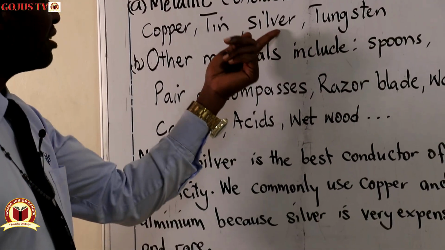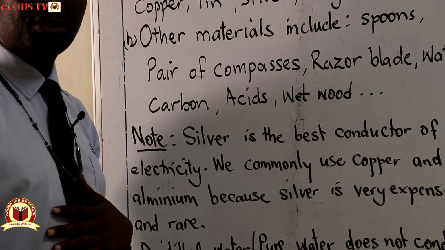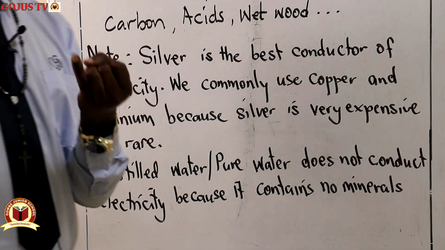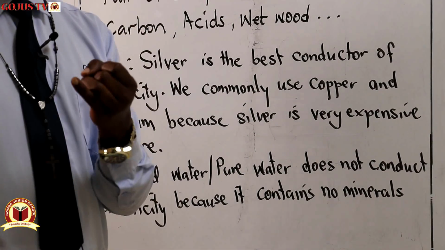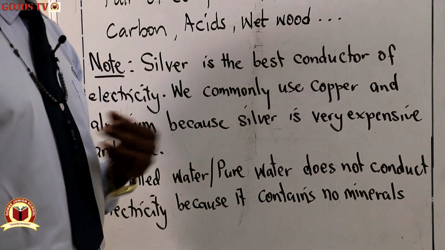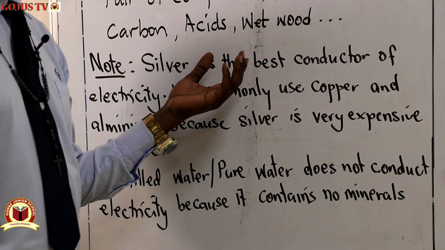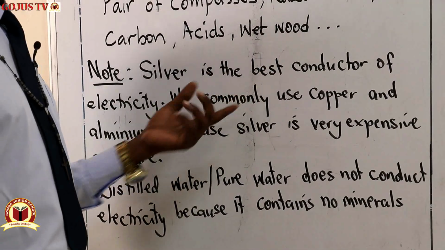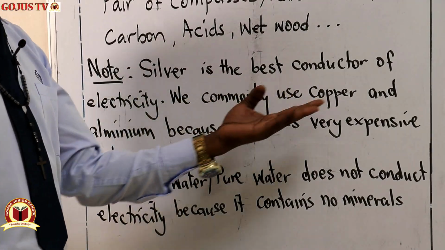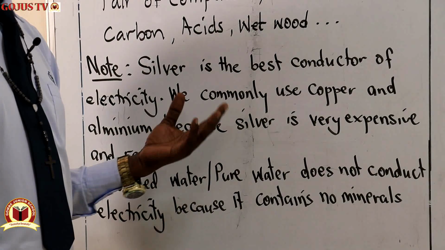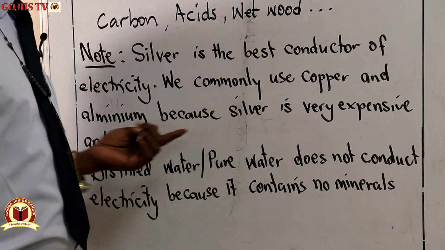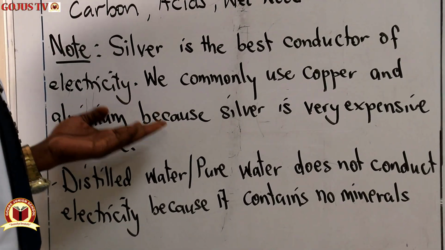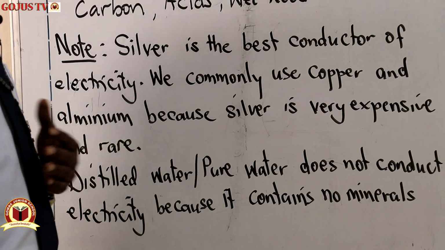We have silver. We have mentioned that silver is a good conductor of electricity. But we don't commonly use silver simply because silver is very expensive and silver is rare. To find a spoon made of silver, it is only in my home that you can find it. We don't have it in many homes, but definitely silver is very expensive. That is why we commonly use copper and aluminium. Most of the saucepans in your homes are made out of aluminium, because the prices are fairly low, unlike silver.